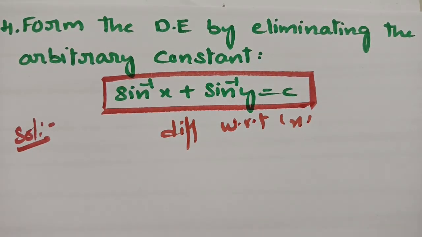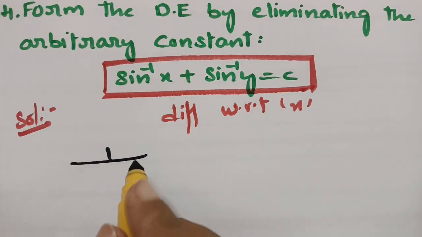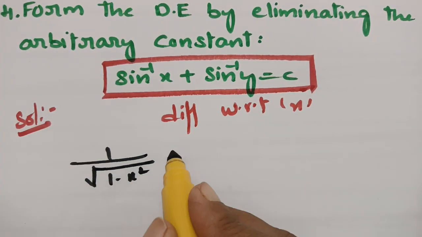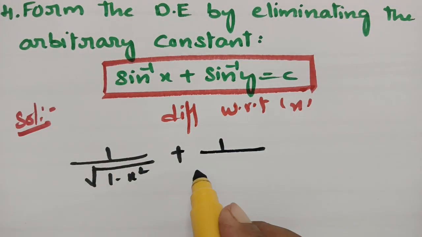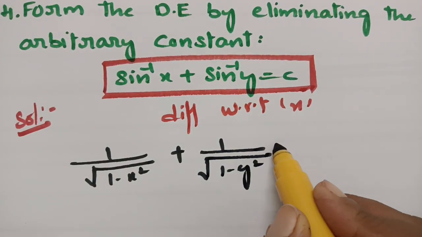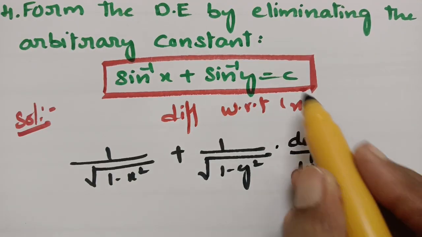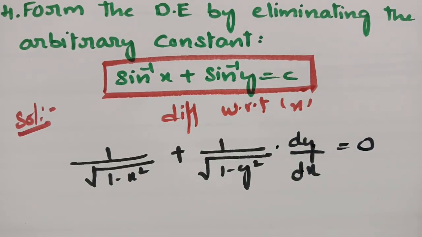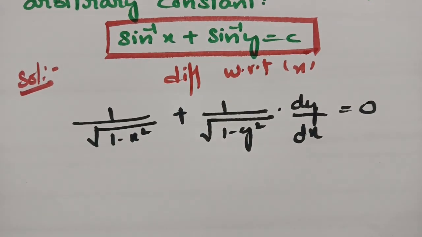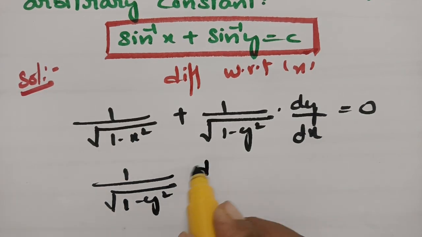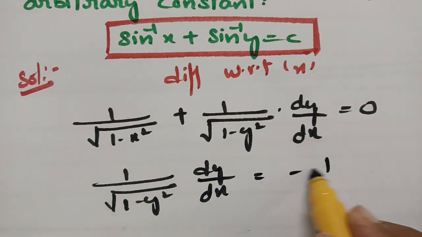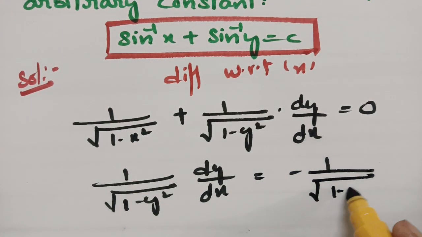For sin inverse x, what will be the differentiation? It is 1 by root over 1 minus x square. And for sin inverse of y, this is 1 by root over 1 minus y square, and again for y, this is dy by dx. For the constant, this value is equal to 0. So here automatically the constant became 0, and therefore the elimination of the constant is done automatically with respect to x. Here I am sending this term to the other side. So this is 1 by root over 1 minus y square into dy by dx is equal to minus 1 by root over 1 minus x square.